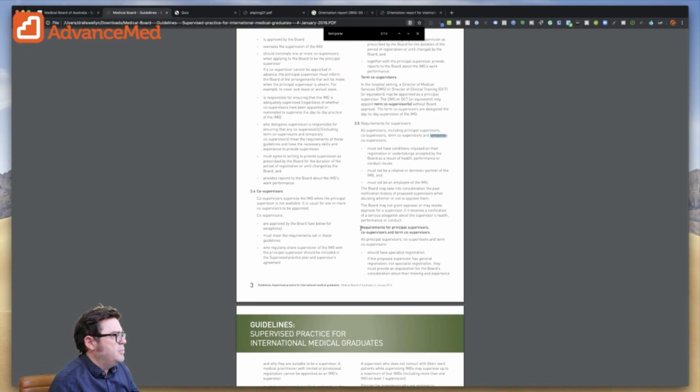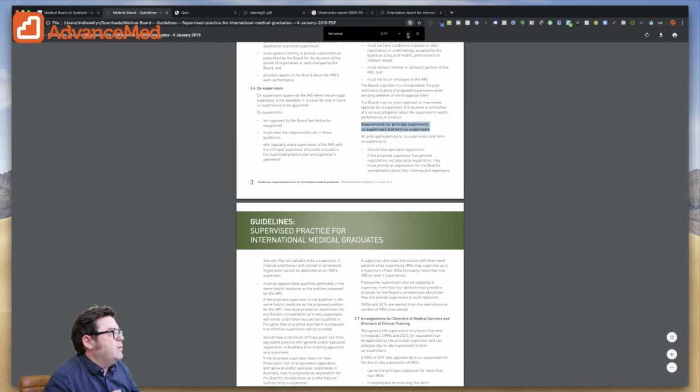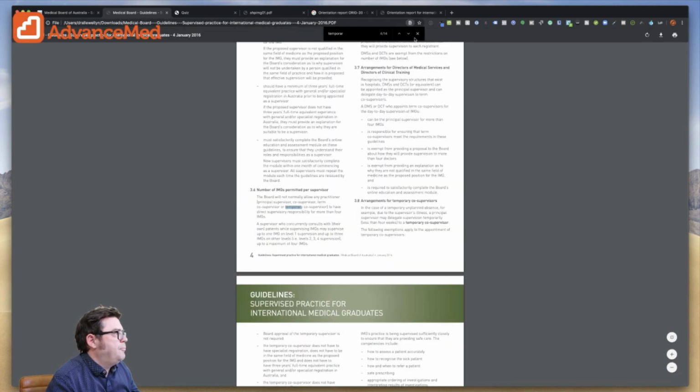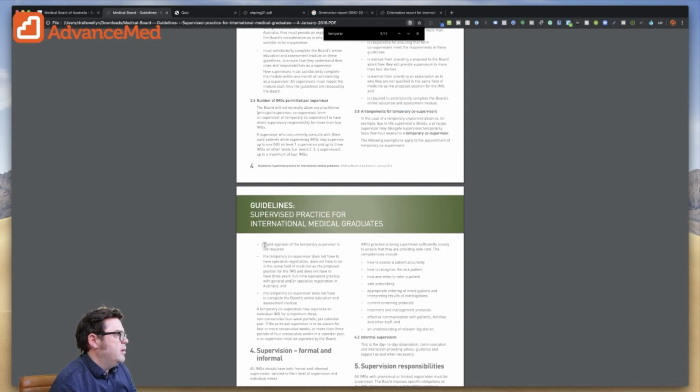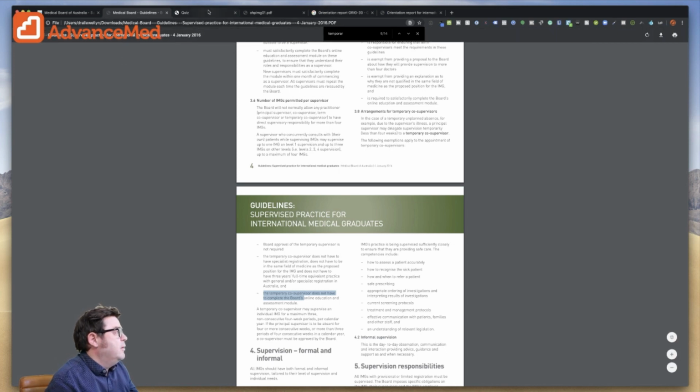Here we go. Requirements for principal supervisors, co-supervisors, and term co-supervisors. So these are the ones that all have to have specialist registration. So the temporary supervisors don't. So that can be like an advanced trainee. Again, that's a kind of a practical thing. So you can see here, temporary supervisors don't require board approval, don't have to have specialist registration, don't have to be in the same field of medicine, don't have to even have 3 years full-time equivalent practice. So you could be like a resident apparently. And you don't have to complete the online education module. So that's kind of having someone to fill in at the last minute just to make sure the IMG is looked after, but not allowing it to go for too long.